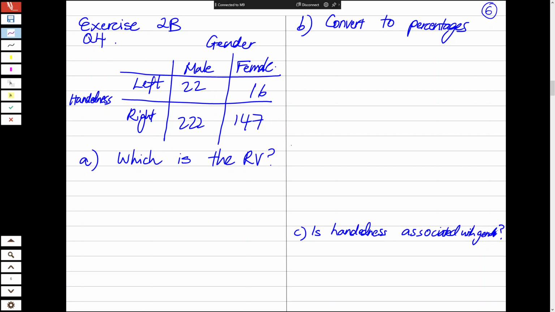Okay, so I don't want to dwell on this for too long. I'm going to propose that gender is the explanatory variable and handedness is the response variable. You tell me. Okay, so this is right?